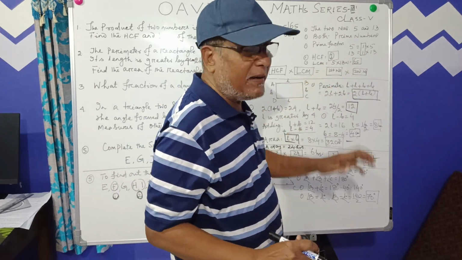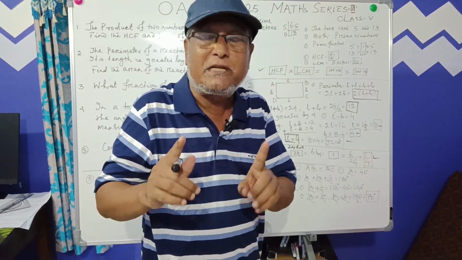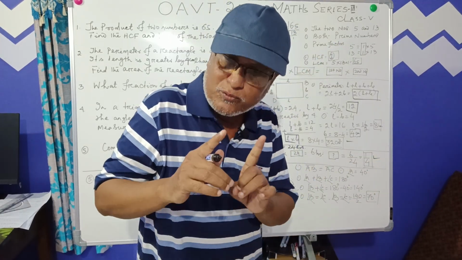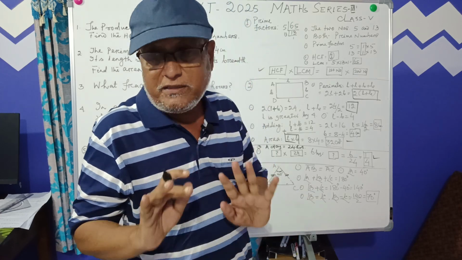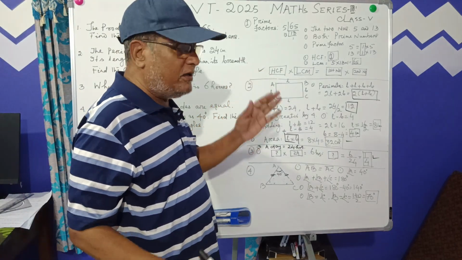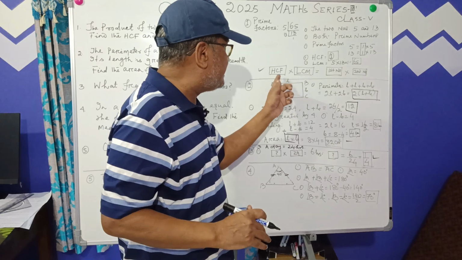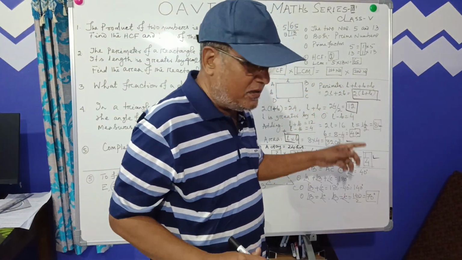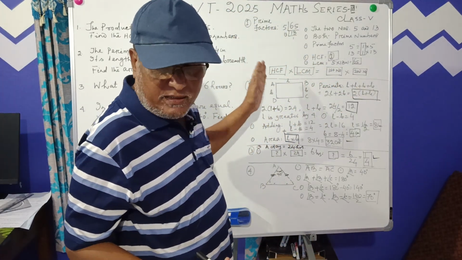So the product of two prime numbers is 65. When the two numbers are prime, they are called co-prime. Their HCF is always 1, and their LCM is equal to their product. Please remember this formula, you can solve any other problem. If two numbers are given, the product of their HCF and LCM is equal to the product of the two numbers, the product of the first number and the second number. This is the formula to remember.